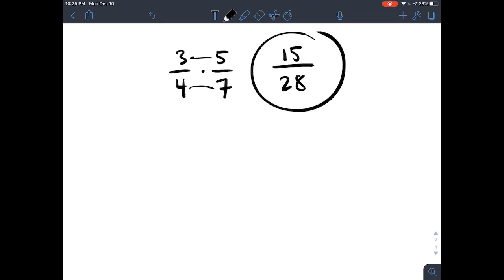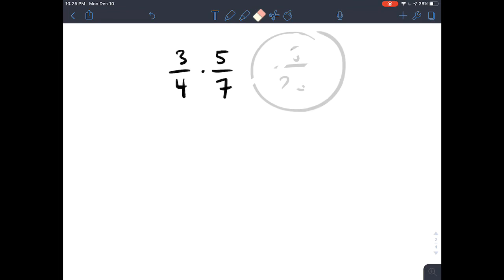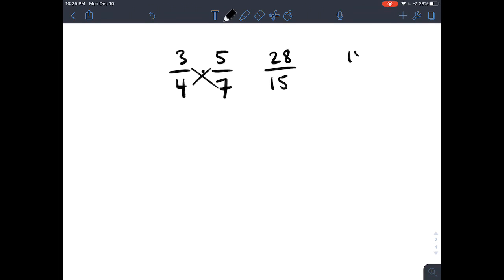Let's see what you would get if you did cross multiplication. You would cross multiply. And again, I'm not exactly sure how this is supposed to work, but you would either get something like 28 over 15 or 15 over 28.